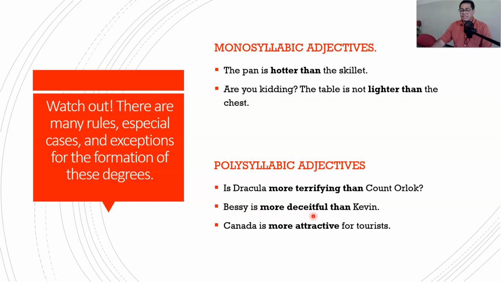Bessie is more deceitful than Kevin. Canada is more attractive for tourists. Check right here in the last example with Canada, I am not using the second element for the comparison. That's also possible. Canada is more attractive for tourists, taking into consideration that I already established the comparison, right? So that's why I can do this.